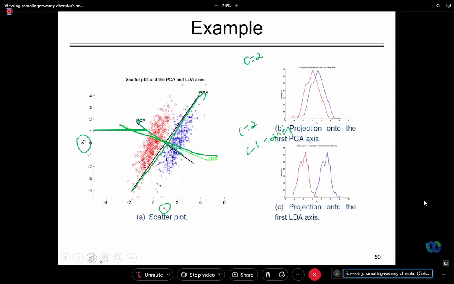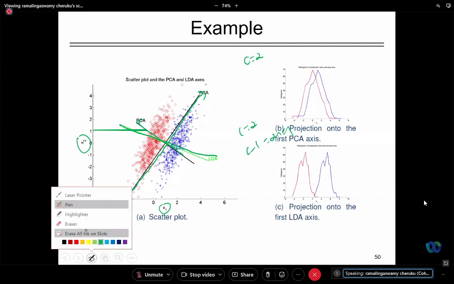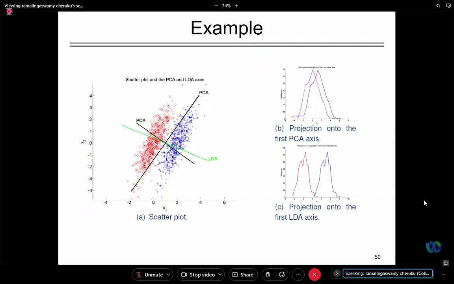And here you can understand why the LDA line is in this direction. When I project the data onto the first PCA axis, there is some overlap in this particular portion, and we cannot distinguish it. But when we project onto the first LDA axis, we can easily distinguish them. This data belongs to one class, and this data belongs to another class.